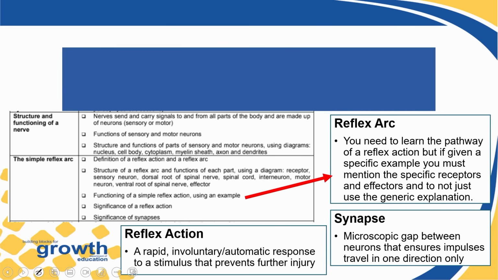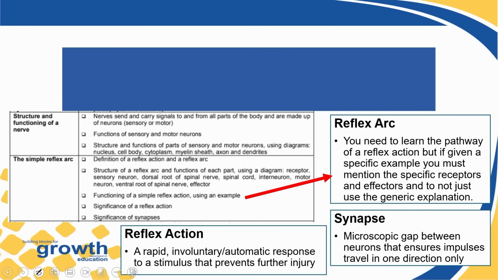Also, when we talk about a reflex arc, we need to be able to apply it to specific examples. So if I'm applying it to when I put my hand on a hot stove, I immediately pull my hand away, right? When I explain that reflex action, I need to explain what receptors are picking up the stimulus. My skin receptors are picking up the stimulus. Which effector is bringing about the response? My muscles in my arm are contracting to bring about the response. So be specific in your answering.